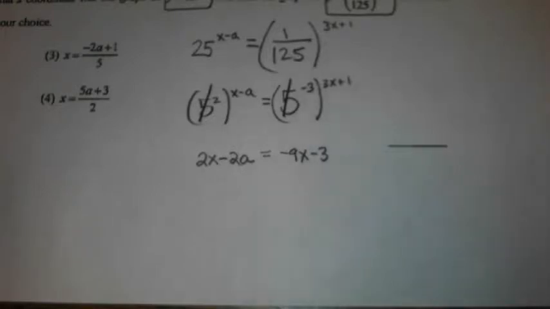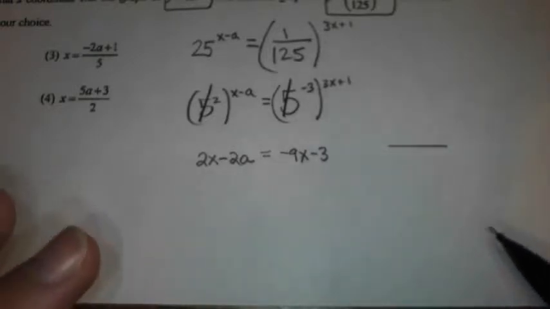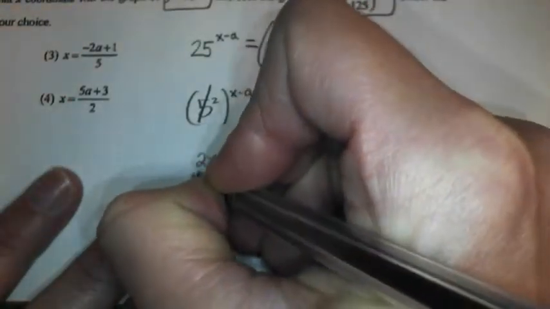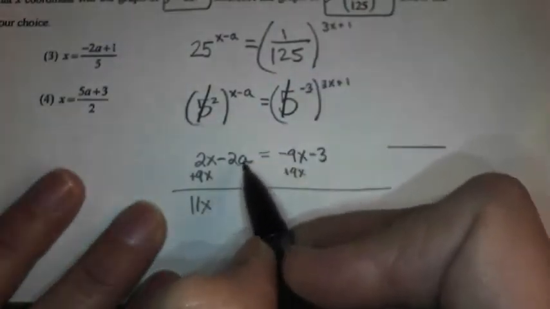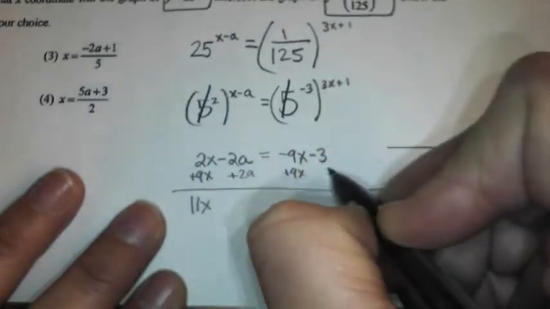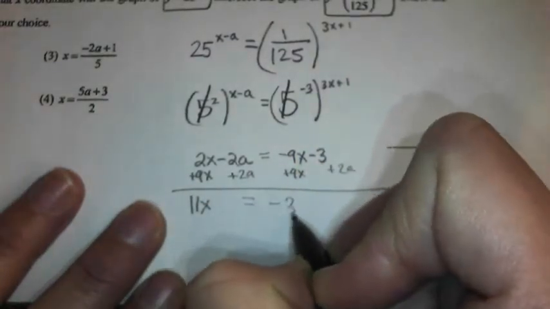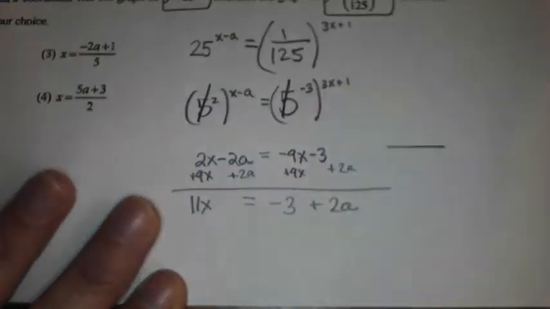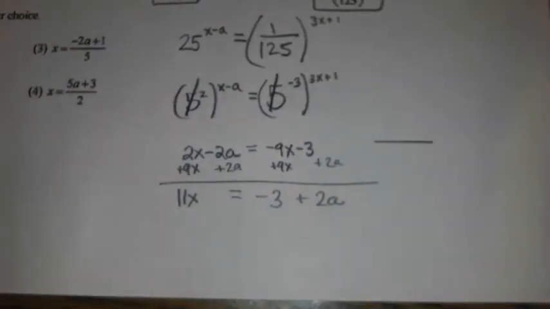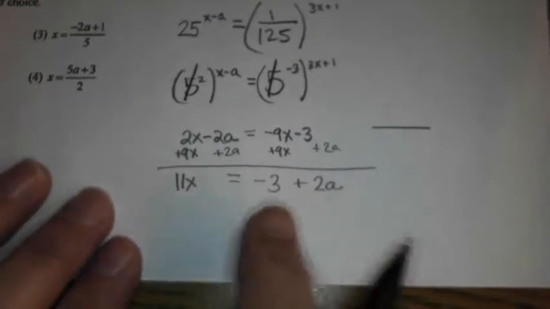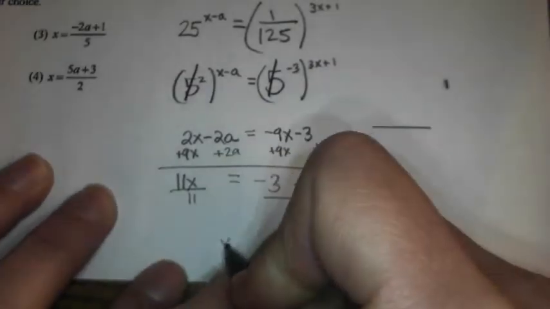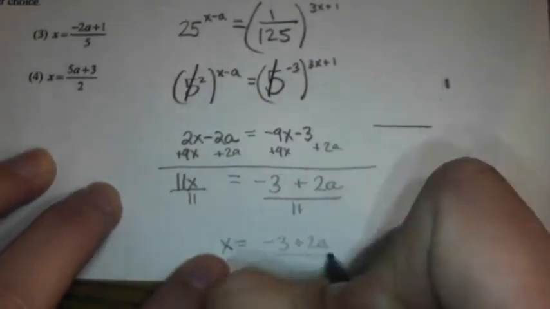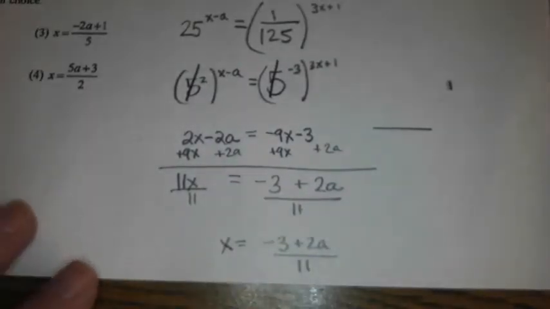And this is asking me to solve for x. So I've got to get all of my x's together. So I got 11x on the left. I'm also going to get rid of the non-x's, so I'm going to add 2a over. This is a little bit odd because we have to do the solving for x in terms of another variable, so we're not going to get a number answer. And then when I get x all by itself and divide by 11, I get x equals negative 3 plus 2a over 11. So which one is my answer? 2.